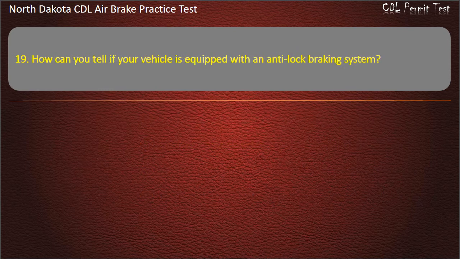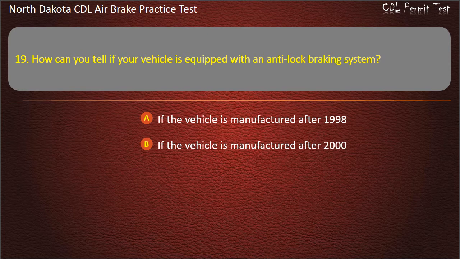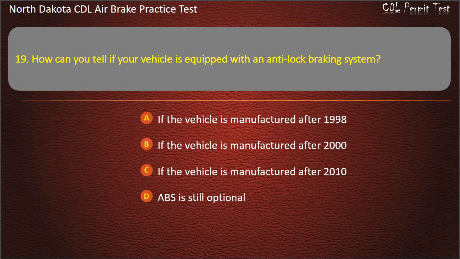Question 19. How can you tell if your vehicle is equipped with an anti-lock braking system? If the vehicle is manufactured after 1998. If the vehicle is manufactured after 2000. If the vehicle is manufactured after 2010. ABS is still optional. Answer. If the vehicle is manufactured after 1998.